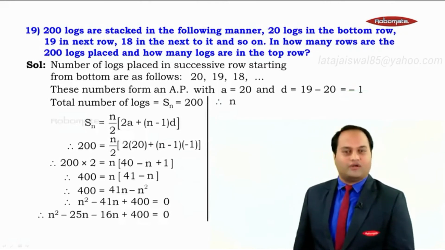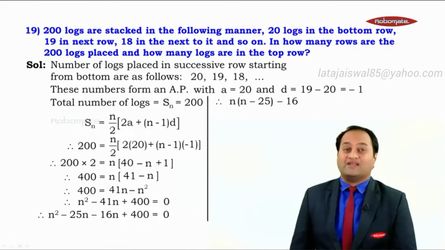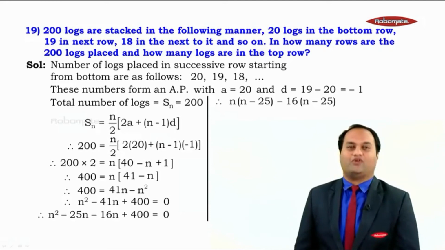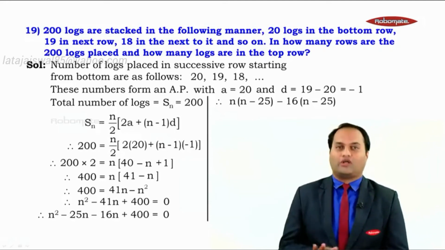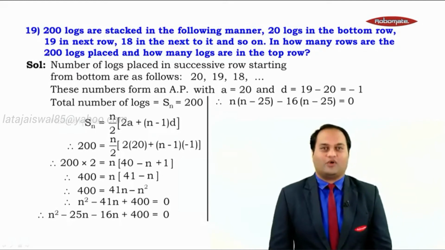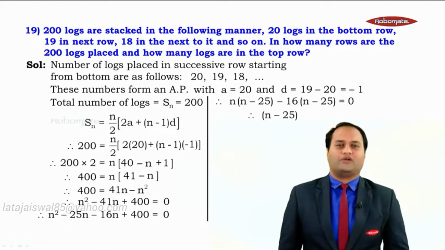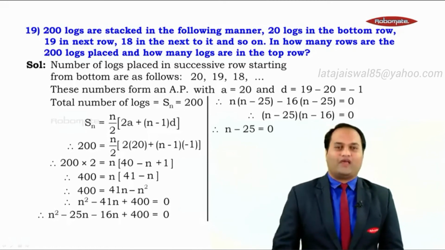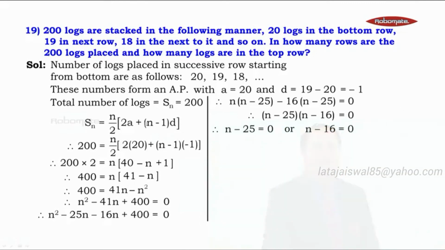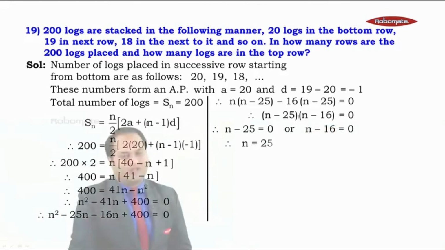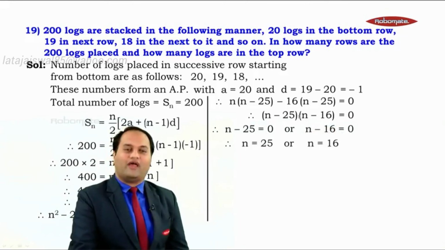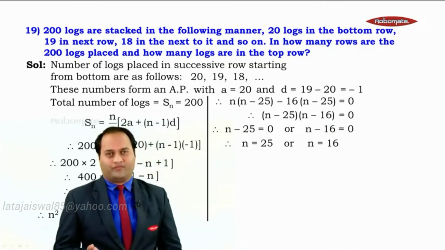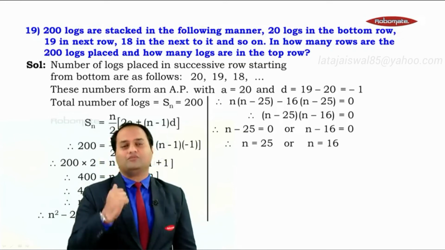Let's take the common thing out. n into n minus 25 minus 16. Because minus 16 is common, the sign will change inside the bracket. So inside the bracket you will get n minus 25 and not plus 25, right? Is equal to 0. Let's move further. You get n minus 25 into n minus 16 is equal to 0. You get n minus 25 is equal to 0, or you get n minus 16 is equal to 0. Therefore, n is equal to 25 or n is equal to 16. Now, here we are getting both the values of n as positive. Which one to choose and which one to leave?